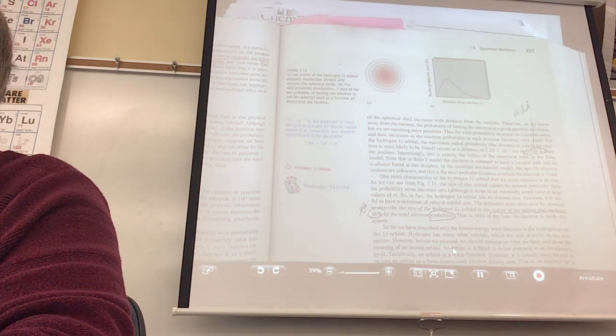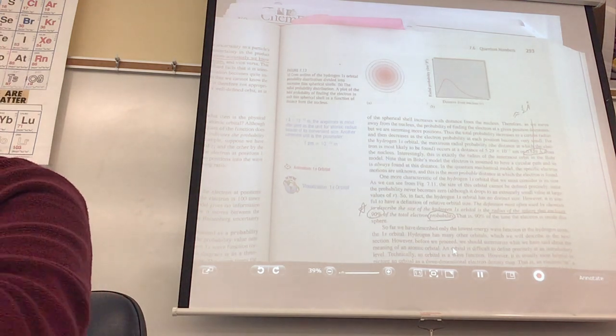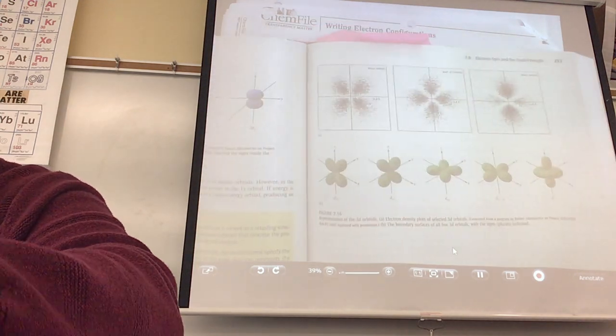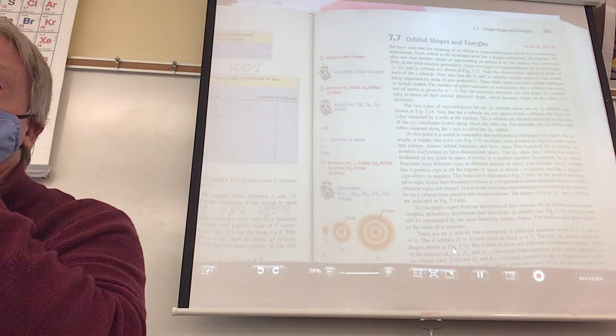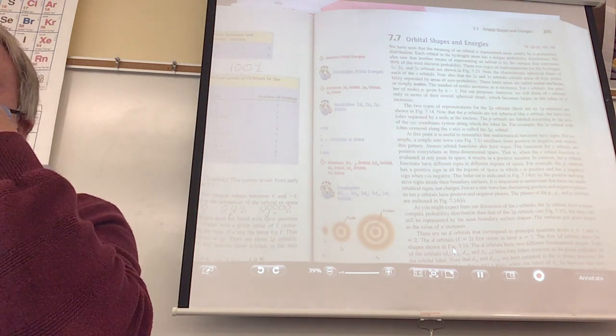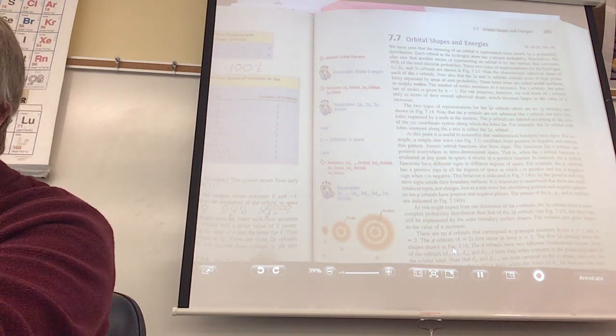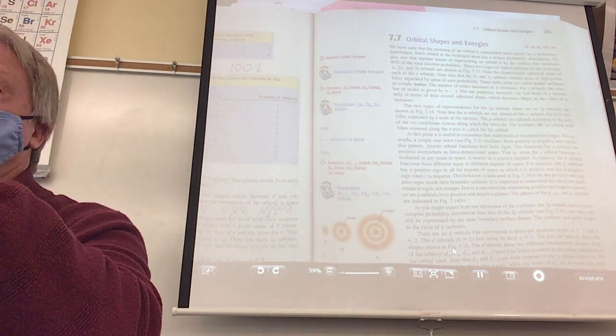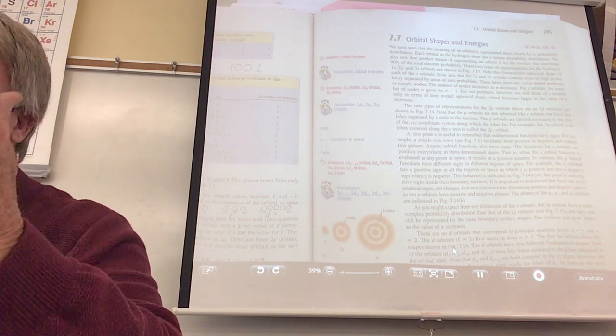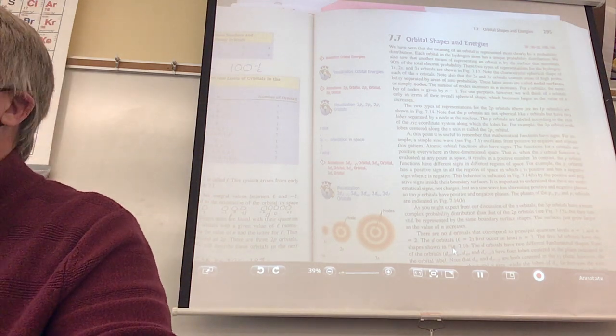So it's a probability map. When you see that 1s orbital, that's a probability zone. Most of the time, a 1s electron is right there in that region. And if you're a 2s orbital, you're a bit bigger, and 90% of the time you're there.